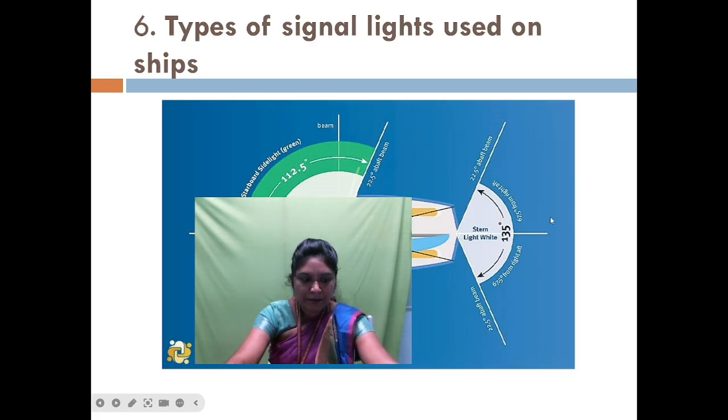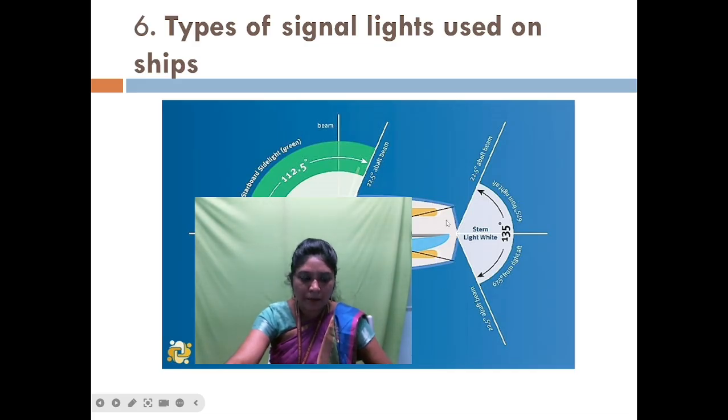If this ship is less than 50 meters, then only one all-round white light is required. That's enough. It may be of reduced visibility, but not less than 2 miles.